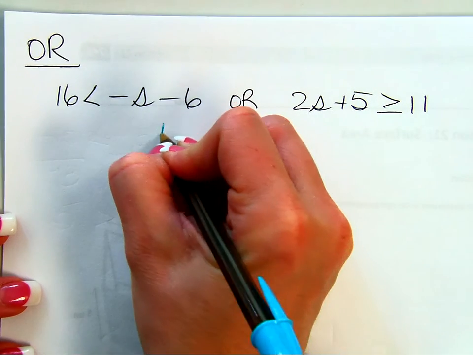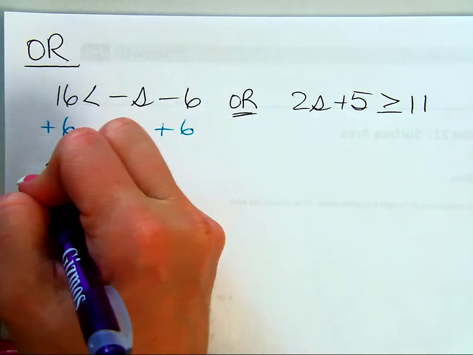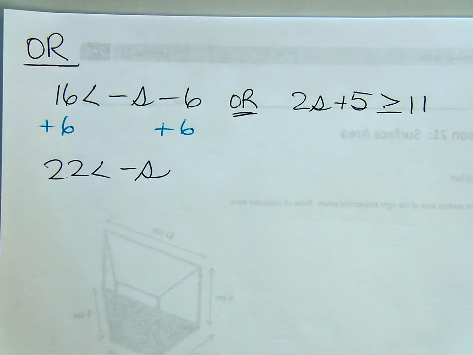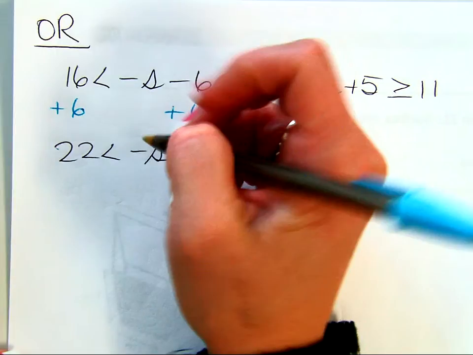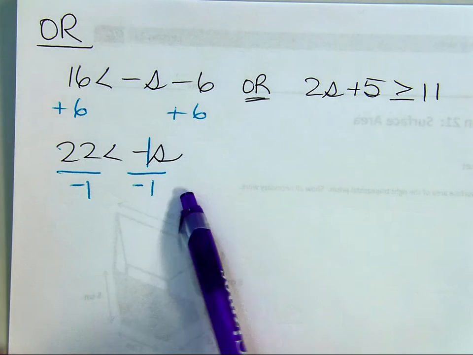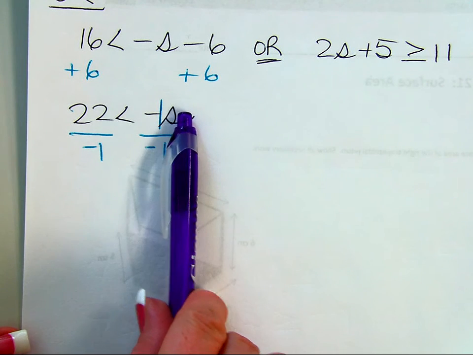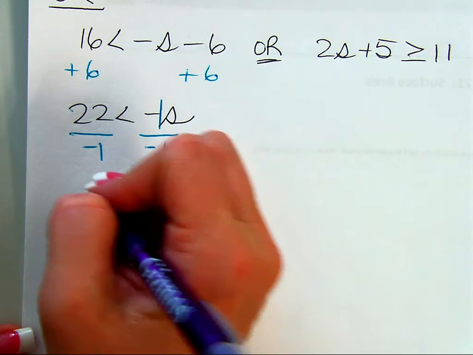Here you're going to add 6 to both sides. So this is going to be 22 is less than negative s. Now let's just finish one instead of starting the other. So this is where it starts to get a little tricky, because not only is there a negative that I'm going to have to divide by, the s is on the right. So let's do one thing at a time. Divide by negative 1. Should I also switch the s over here while I'm doing it? No, because if you switch the s and the sign at the same time, it's like you didn't switch anything. Do you understand that? So do this first.